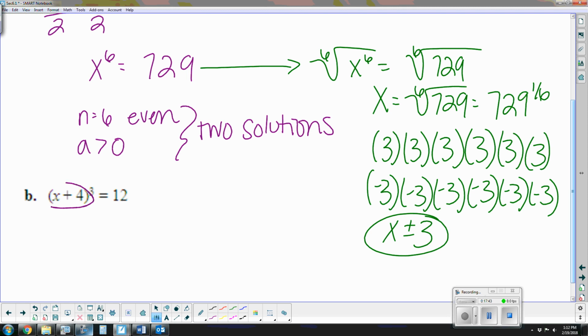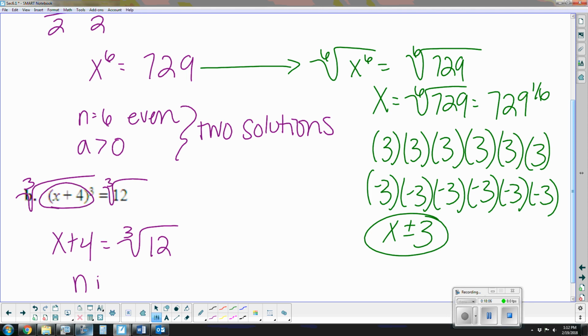This is the quantity that we're cubing. So we're going to take the cubed root of both sides. And we get x plus 4 equals the cubed root of 12. And in this case, our n is odd, and our a is greater than 0. So this means that we have 1 solution.